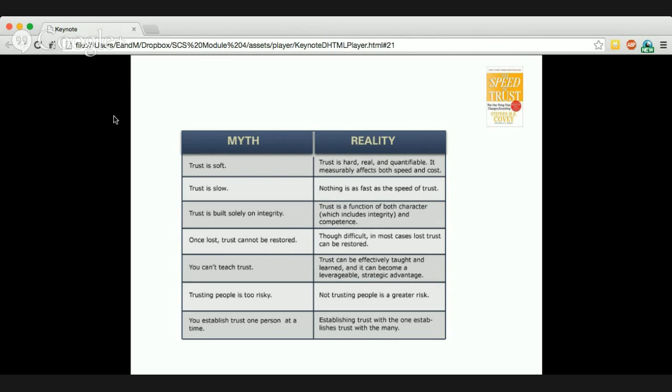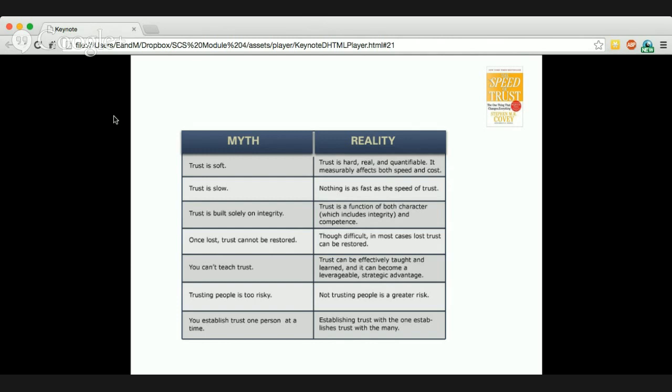Next myth, you can't teach trust. Sure, trust can be taught, it can be learned, it can be leveraged, it can be a strategic advantage. I'm telling you, the basis of trust is consistency, where the outcome matches the expectation. Trusting people is too risky is a myth, and the reality is not trusting people is even greater. Sometimes you've got to trust your clients to pay you after you've delivered. Sometimes you need to trust that people are going to be there even when they didn't confirm. Yeah, it's risky, but you hit a glass ceiling in a relationship that doesn't have trust.